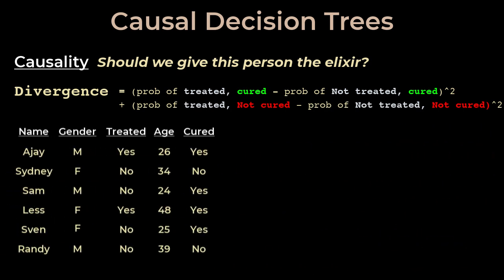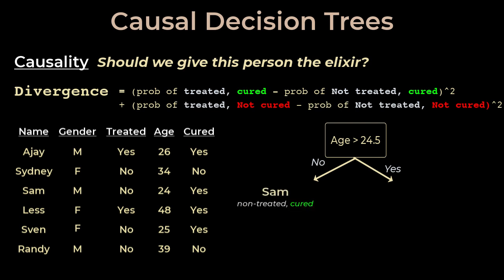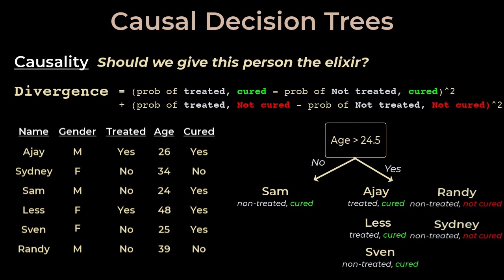Now let's consider age as a potential split, and we'll use the thresholds that we determined before, starting with age is greater than 24.5. If we pass all the patients through this decision node, then on the left node, we will end up with 1 non-treated person that got better, and on the right node, we will have 2 treated people who got better, 1 non-treated person who got better, and 2 non-treated people who didn't get better.